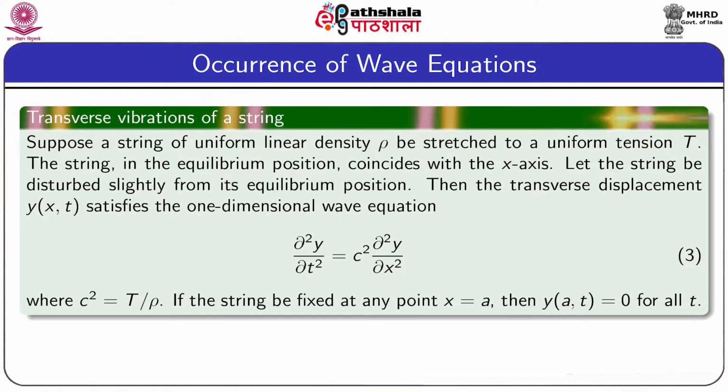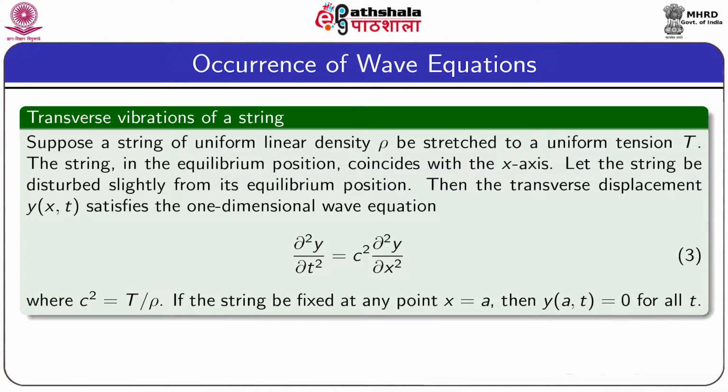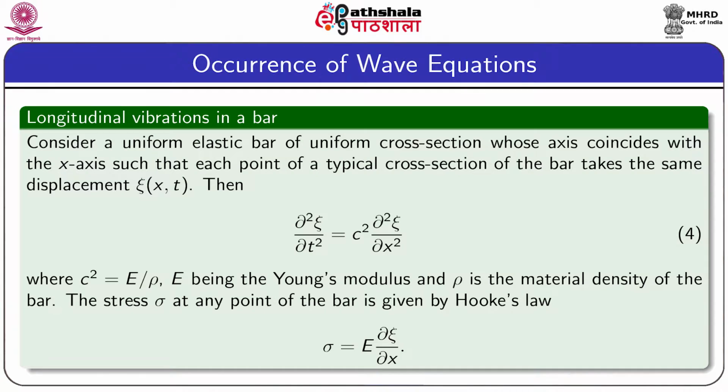Suppose we want to solve this problem together with the condition that the string is fixed at some point x equals a. Then we have the condition y at a, t equals 0 for all t. Then our physical problem becomes to solve equation 3 together with the boundary condition y(a, t) equals 0.